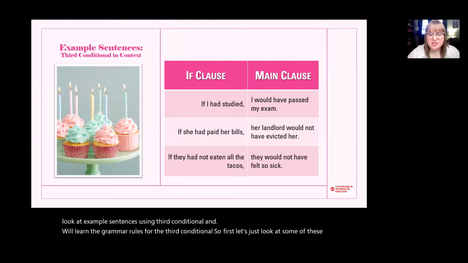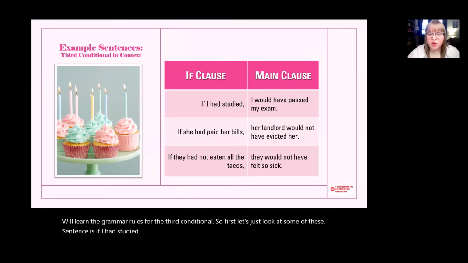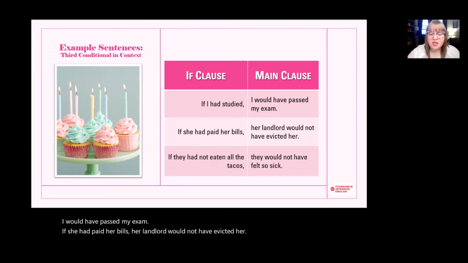If I had studied, I would have passed my exam. If she had paid her bills, her landlord would not have evicted her. If they had not eaten all the tacos, they would not have felt so sick.